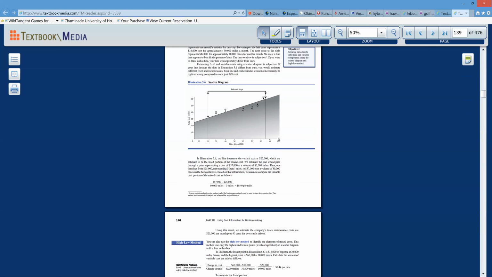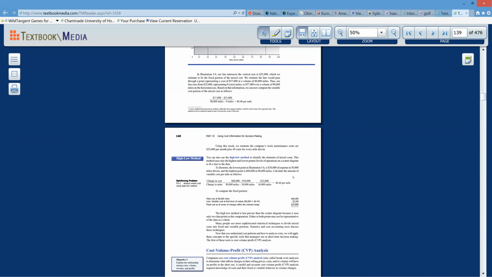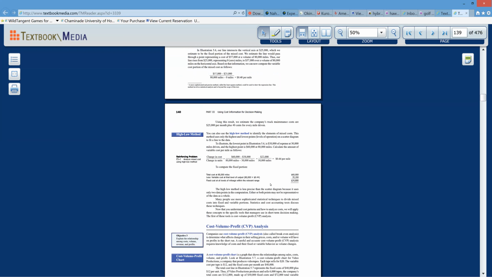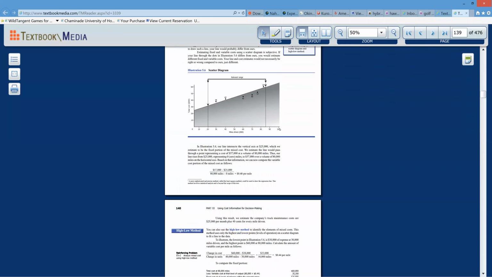So for example, if we were to try to figure out what the cost would be if we drove 100,000 miles, it would be 24,800 fixed costs. Remember, that doesn't change, that stays the same, plus 44 cents a mile times the 100,000 miles, the point at which we're trying to figure out the cost. So that would be $44,000. So add the $44,000 of variable cost to the fixed cost of 24,800, and that'll give you the total cost. So 68,800 would be the total cost of driving 100,000 miles.